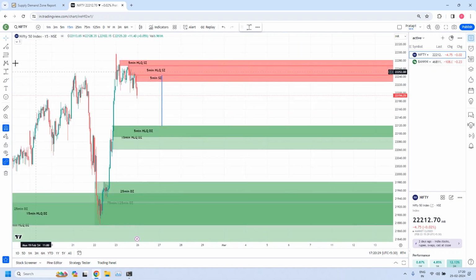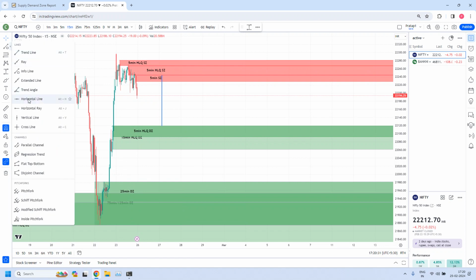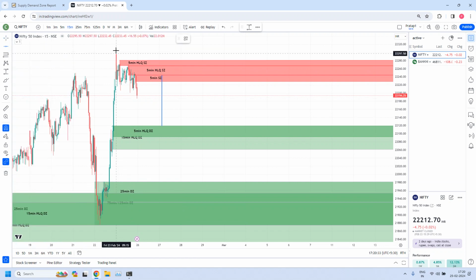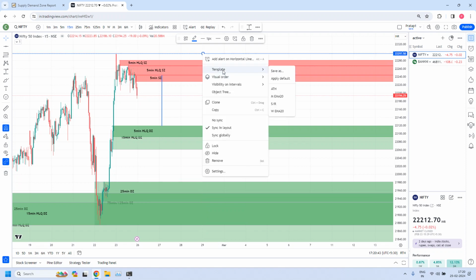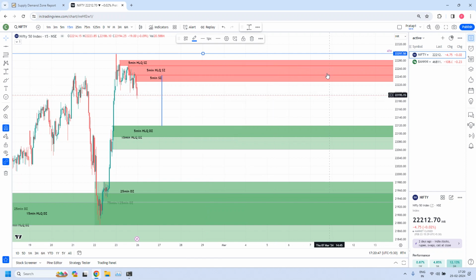So what do you have to do? At all-time high you need to draw a horizontal line. This is the all-time high. Currently it is the all-time high. So what am I going to do? Let me change the template to ATH. Currently this is the all-time high. So here it displays the text ATH, all-time high, on the left side.